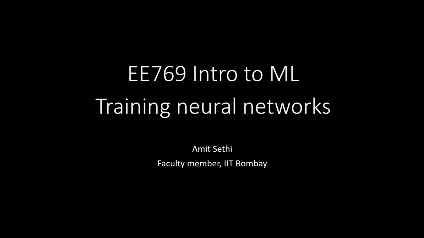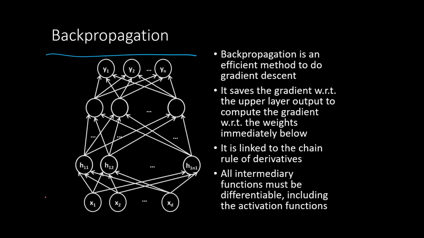Today we will talk about how to train neural networks. In the last lecture we introduced neural networks. So here we will look at a particular type of implementation of the gradient descent algorithm for training neural networks. The algorithm that we will talk about is the backpropagation algorithm.